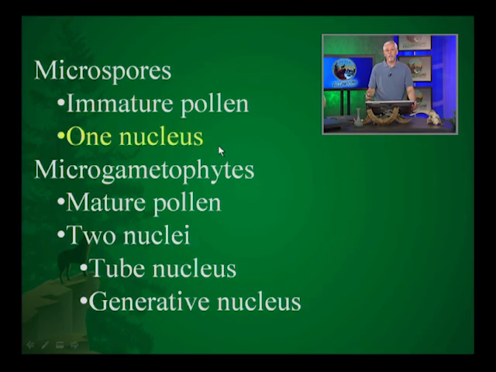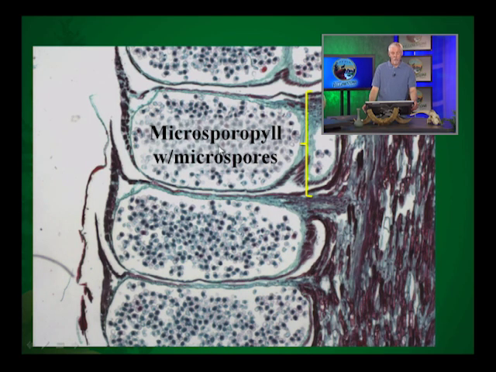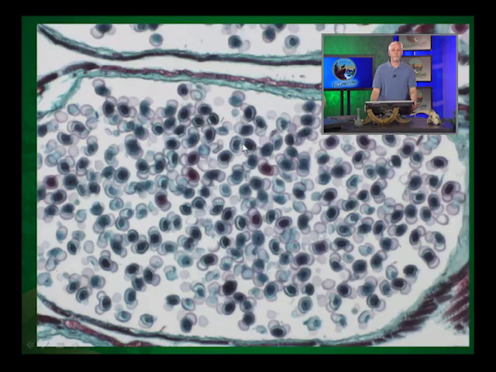Okay, so looking first at these microspores then. The microspores are immature pollen grains. They will have a single nucleus. Again, microgametophytes are considered mature pollen grains. They will have two nuclei, one being the tube nucleus, one being the generative nucleus. And the generative nucleus is the one that eventually does the fertilizing. So the modified leaf with the spores inside. So all of this tissue is diploid tissue, this outer tissue. The spores themselves would be haploid.